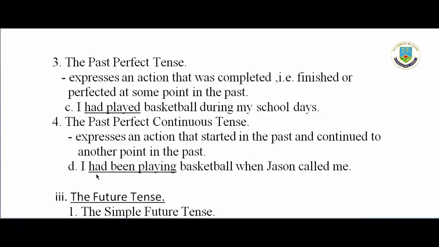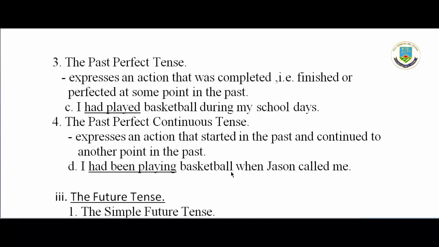The verb is had been playing. Had indicates past, been playing indicates perfect continuous, so it is the past perfect continuous tense. The sentence is said to be in the past perfect continuous tense. I had been playing expresses an action that started in the past and continued to the point when Jason called. The action was continuing till the point when Jason called me.